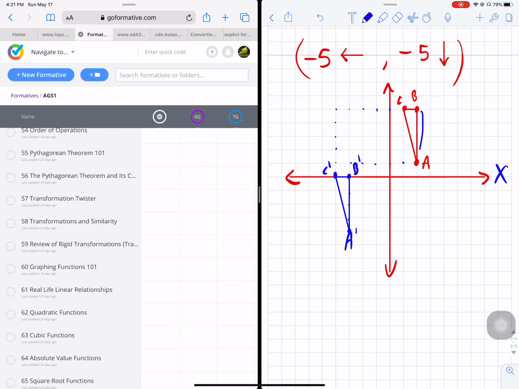It would be a mirrored image. There's your A prime, and then 4 away would be your B prime. 1 next to it is your C prime. And there's your reflected image, and I could also reflect it over the y-axis as well.